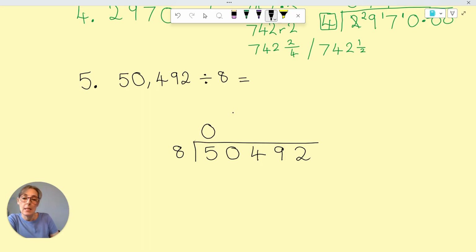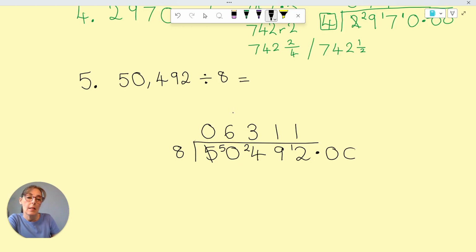I can't fit 8 into 5, so I'm going to cross it out and carry it over. How many 8s fit into 50? Well, 5 8s are 40 and 6 8s are 48. 49, 50. How many 8s fit into 24? 3. How many 8s fit into 9? 1. Carry 1, because 1 times 8 is 8 and 1 more is 9. How many 8s fit into 12? 1. Okay, now we've got a remainder here.